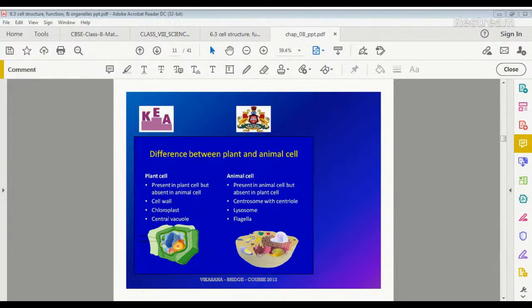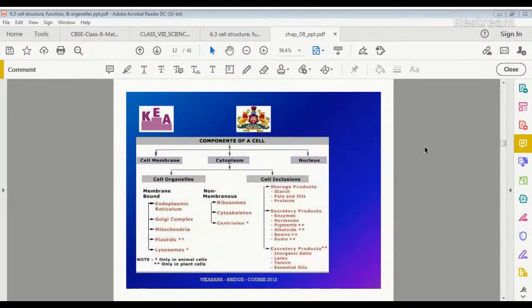Flagella. Okay, now I'm going to show you the components of a cell. What are the components of a cell? Let us see. There are three very main, important structures. The first one is the cell membrane, next the cytoplasm, and next the nucleus.